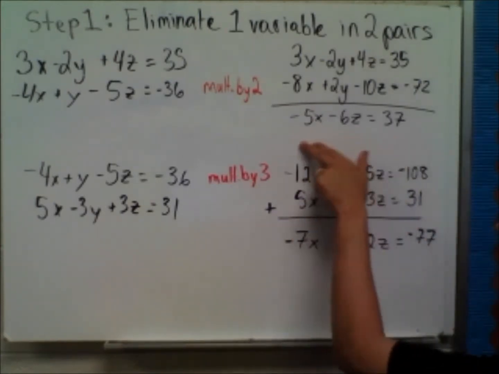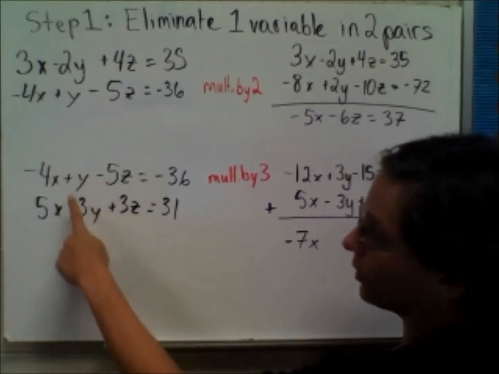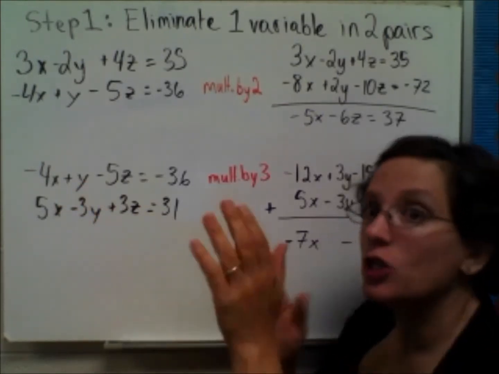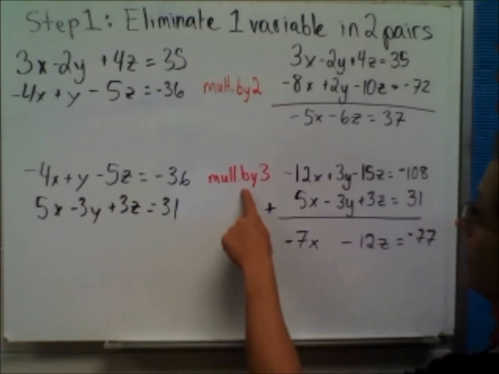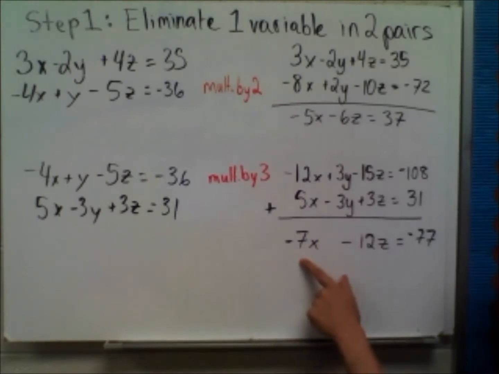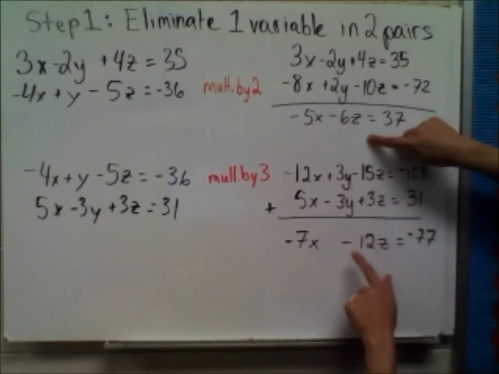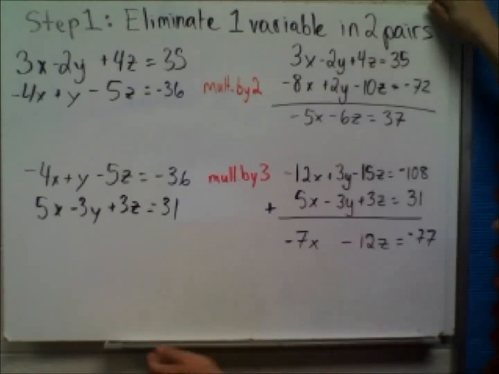Now I have this equation with only two variables. Down here, I have a plain y and a negative 3y. So I need to make this one positive 3y. So I multiply by 3, results in this equation. I add them together. Now I have this equation. So these are my two new equations that I'm going to take on to the next step.